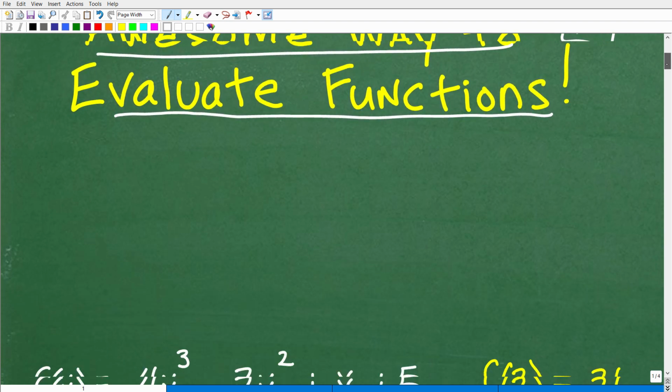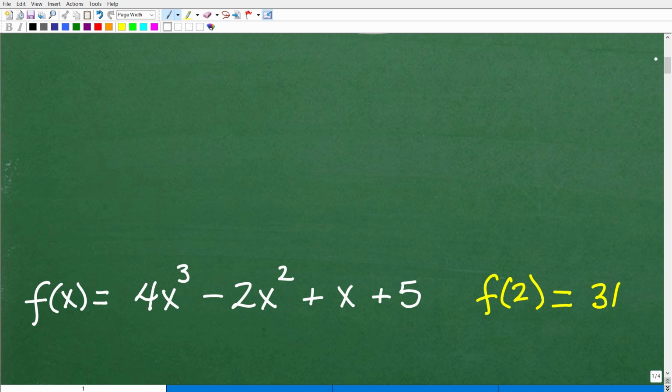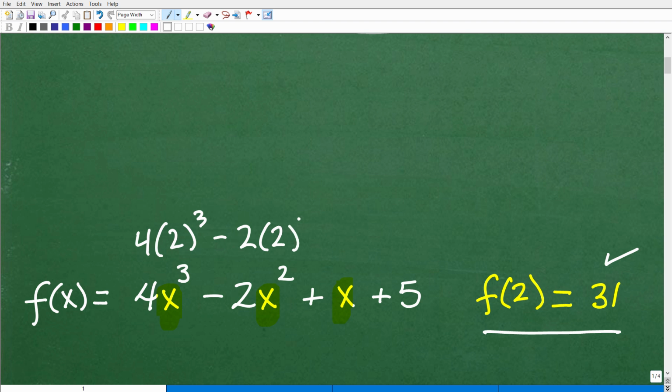What is going to be the answer when we do that? Well, this function evaluated for 2, or f of 2, is 31. Okay, so I kind of told you how to do this work, right? I would plug in a 2 here, a 2 here, and a 2 here. So it'd be 4 times parentheses 2 cubed minus 2, then parentheses 2 squared plus a 2 for this x right there, plus 5. So what we need to do is follow the order of operations. And when you do all of this lovely math work, you should have gotten a 31.